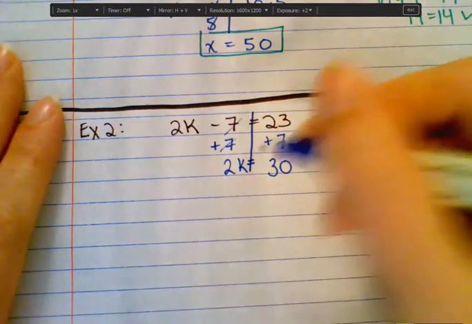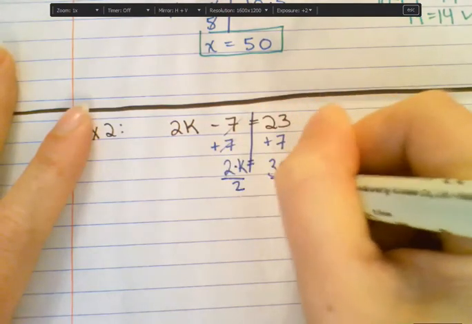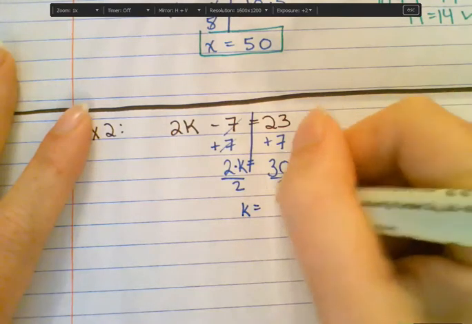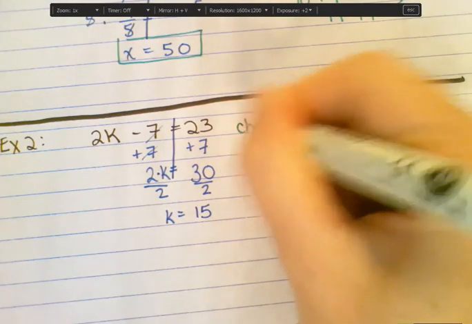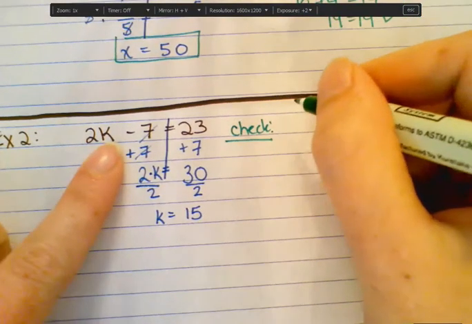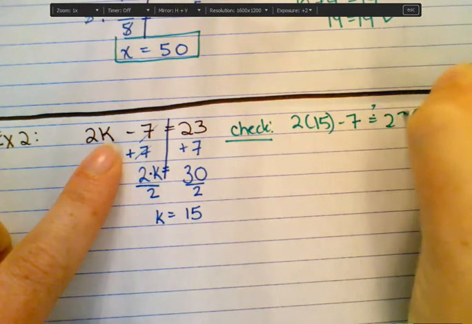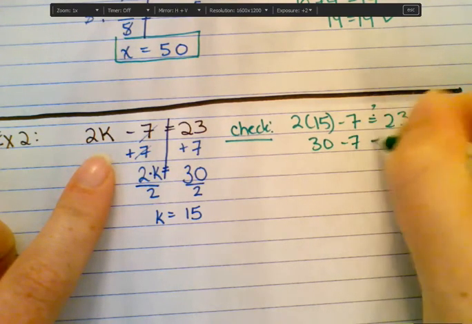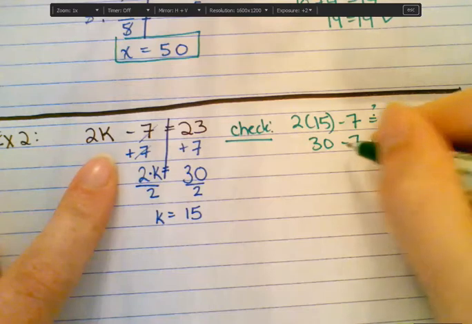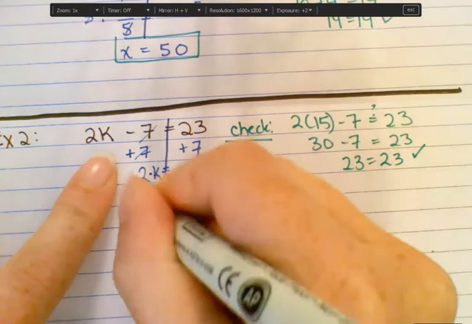Now you have to think about, okay, it's being multiplied, so it's the opposite of multiplication. Yep, you got to divide both sides by 2. So k equals 30 divided by 2, which is 15. Okay, so let's do a quick check. Make sure that this actually holds true before we confirm this as our answer. I'll plug it in for the spot of k. So 2 times 15 minus 7. We're going to ask, does it actually equal 23? 2 times 15 is 30. Minus 7 equals 23. 30 minus 7 is indeed 23. So we know that our answer is correct.